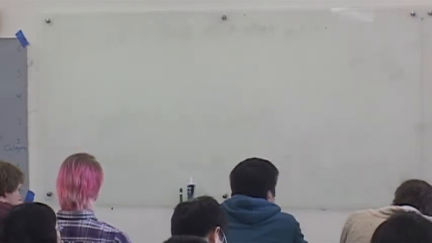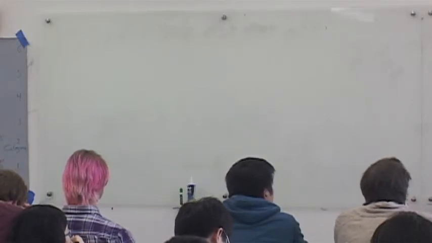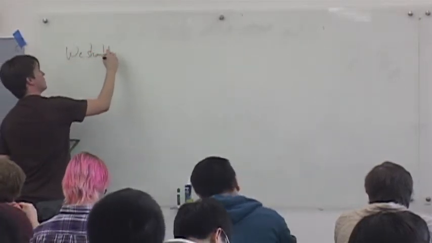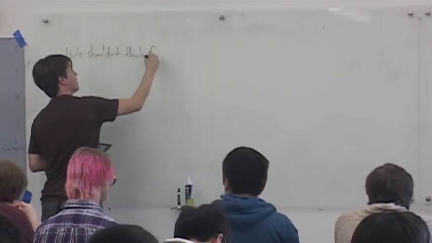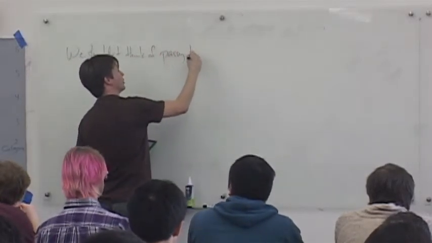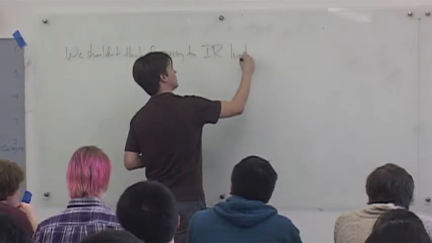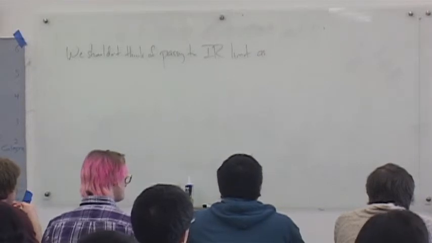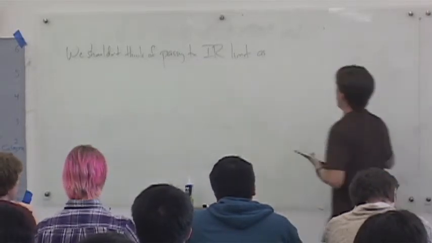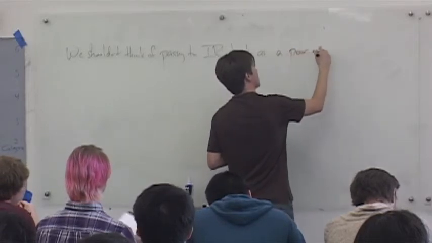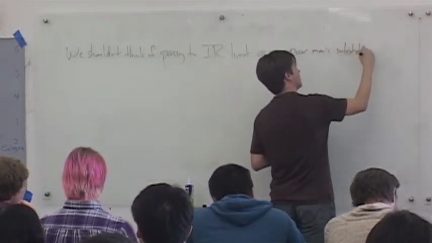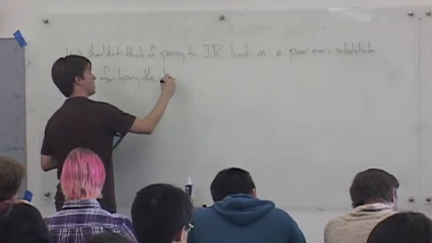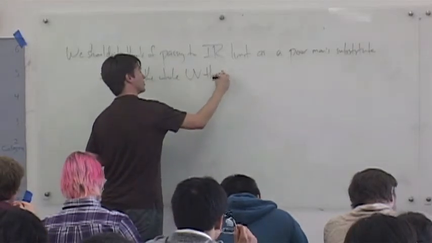Sorry, before I do that, I want to emphasize one more point about this. We shouldn't think of passing to the low energy limit as like some kind of poor man's substitute for the real thing. You don't want to think, oh, this is some approximation which only captures a little bit of the information. It's not as good.